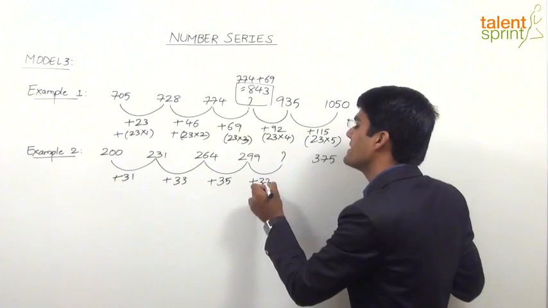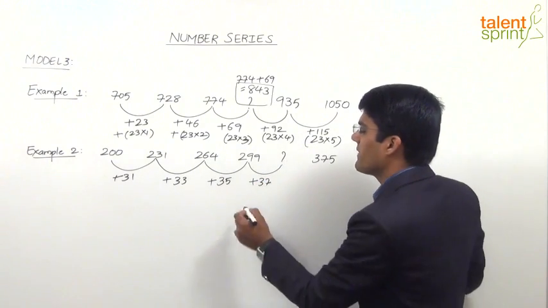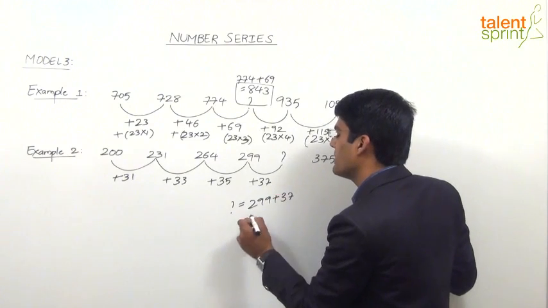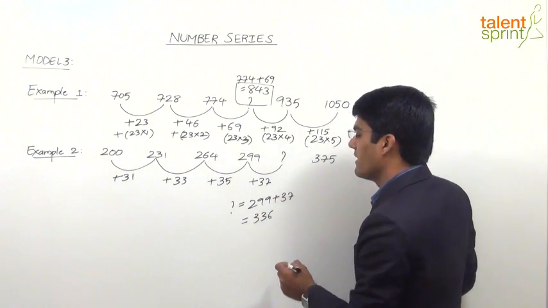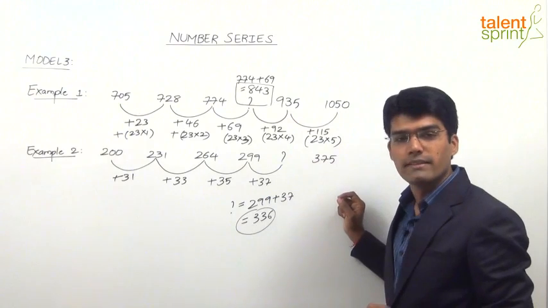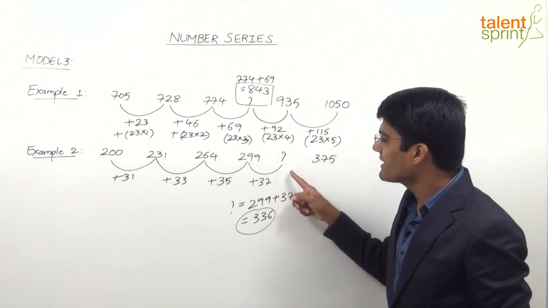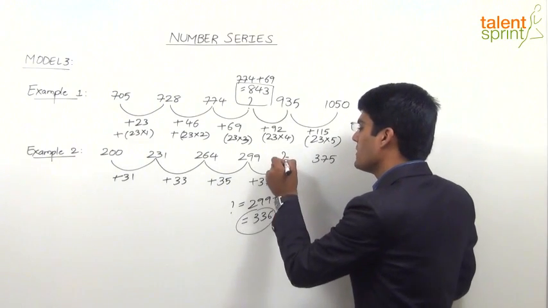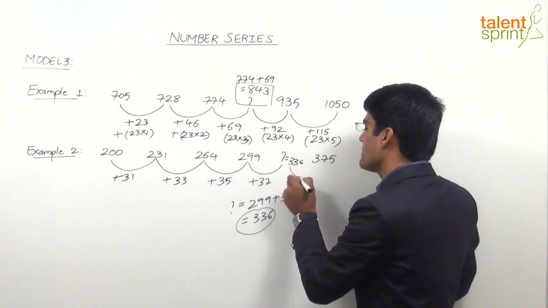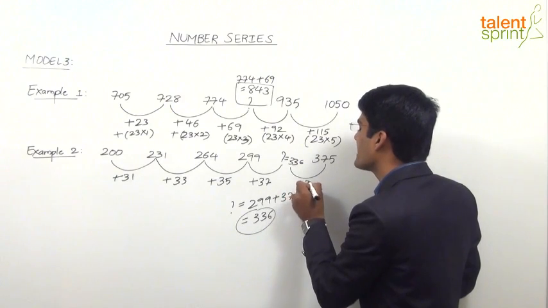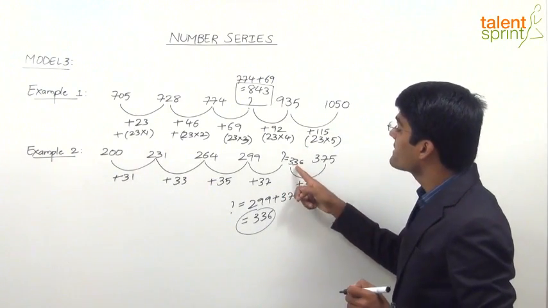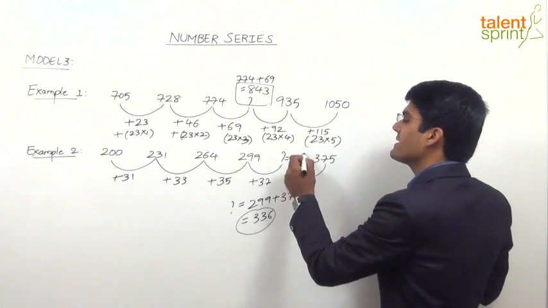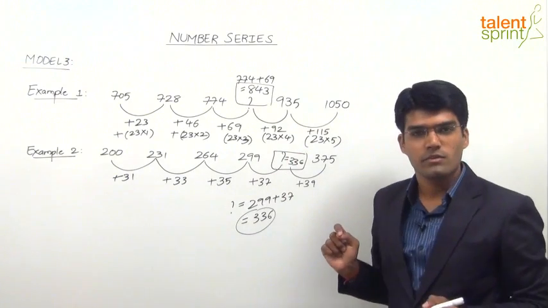299 plus 37. So the question mark should be equal to 299 plus 37, that is nothing but 336. So let's say the question mark is equal to 336, and remember, before we mark the answer, we need to make sure that the next one also satisfies. So if this is equal to 336, we can say that the next term must be 336 plus 39, and 336 plus 39 is equal to 375. Hence 336 has to be the correct answer for the given question.